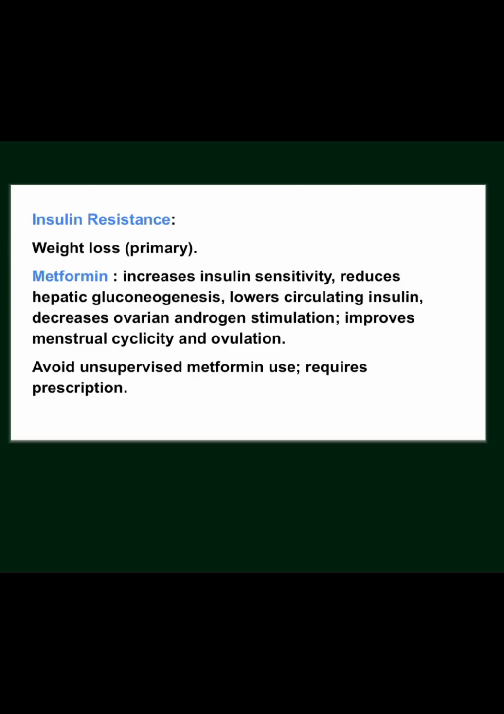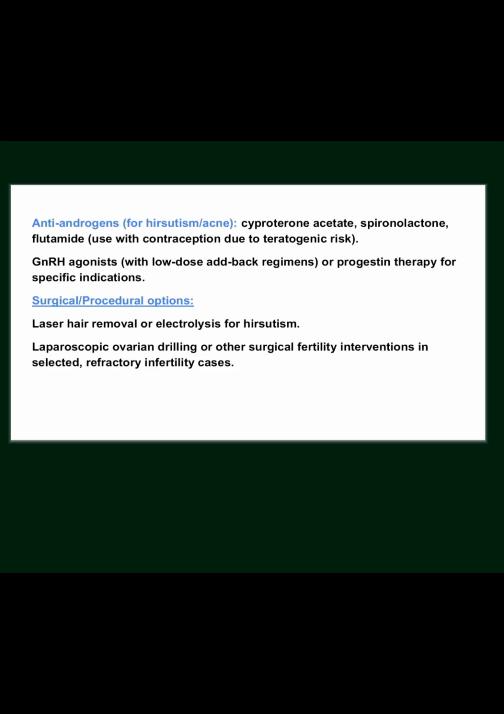Okay. So the mechanism of how metformin helps with insulin resistance, just a recap, is that metformin increases the insulin sensitivity, which reduces hepatic gluconeogenesis and lowers circulating insulin, okay, and also decreases ovarian androgen stimulation and improves the menstrual cycle, okay, and also aids in ovulation, okay. So with that being said, we have already talked about the anti-androgens such as cyproterone acetate and spironolactone, which are used with contraception to avoid the teratogenic risk.